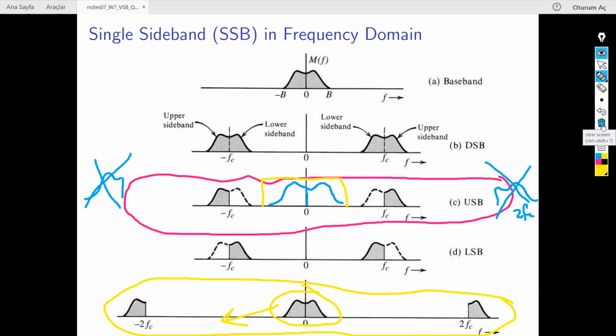Now, what's the problem with single sideband? Why do we need to talk about vestigial sideband? Or what was the motivation to invent vestigial sideband?